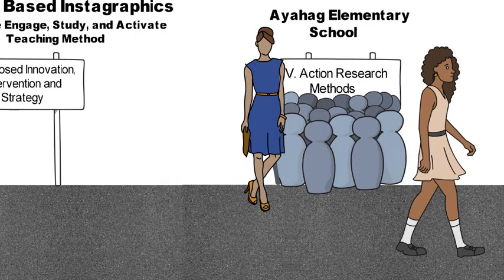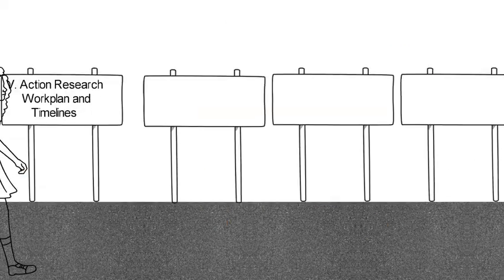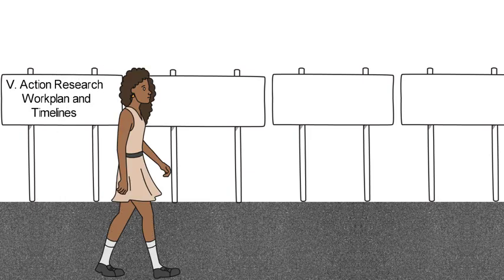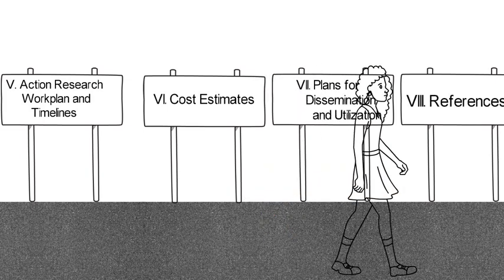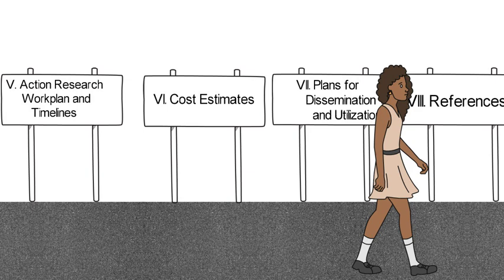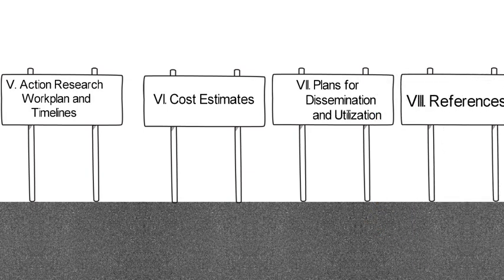Given that my mom was a 2nd grade teacher in this school, we thought it would be more convenient to choose so. After that, we also went through the action research work plan and timelines, and then the cost estimates, the plans for dissemination and utilization, and lastly, the making of the references.